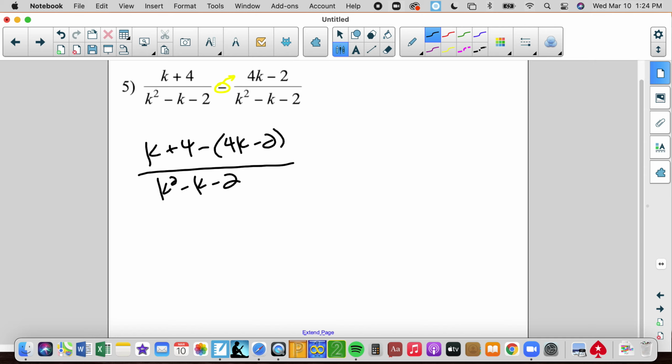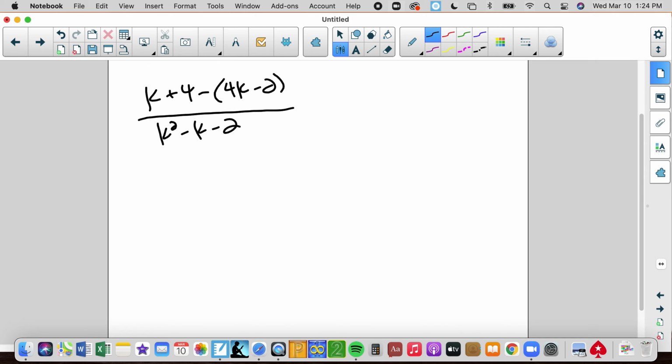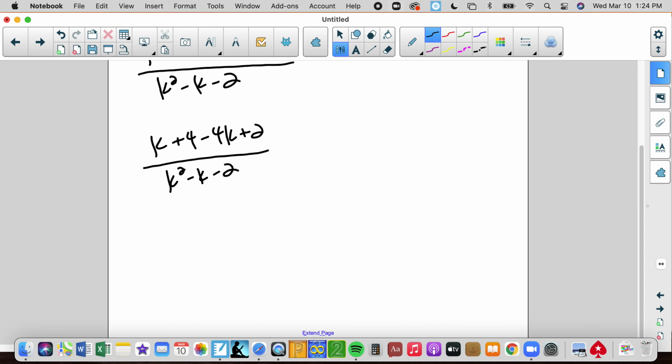Again, I wonder if we can factor that denominator. But let's simplify the numerator. So we're going to distribute out that negative to both terms. And we get k plus 4 minus 4k plus 2 over k squared minus k minus 2. We're going to combine like terms. We are simplifying first. We're going to combine the constants.